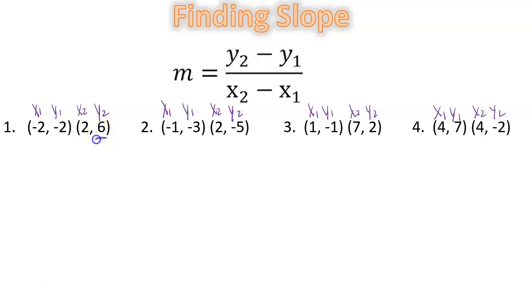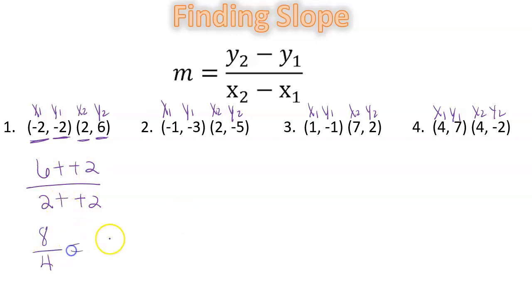So y2, 6, minus y1, -2, over x2, 2, minus x1, -2. Subtracting a negative is adding a positive. So 6 plus 2 is 8. 2 plus 2 is 4. And 8 over 4 simplifies to 2 over 1, or just 2. So my slope equals 2.